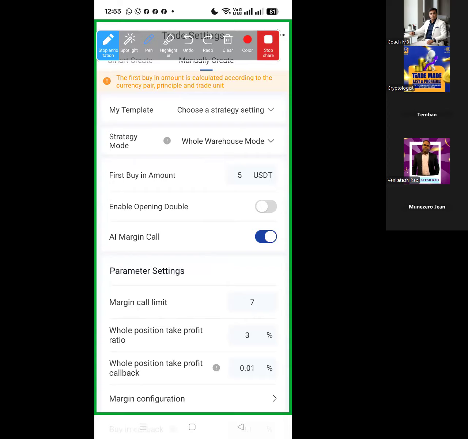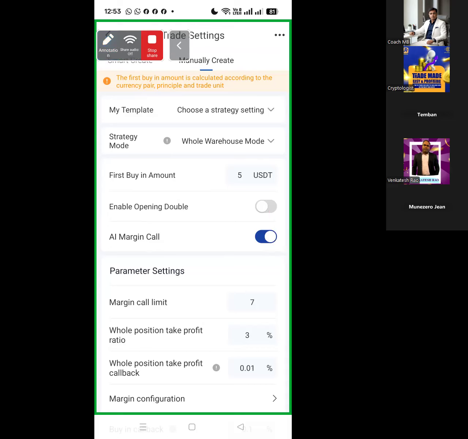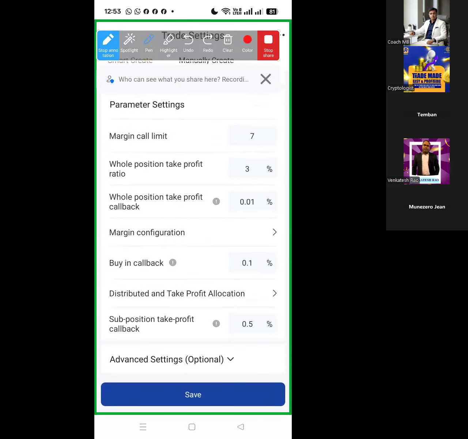So here, for example, we have put 7 margin calls. Now the robot will start with the first buy, and later on it will buy 7 more times. It is not including this. This first buy we can also call a zero call. Then after that, if the drop comes, it will buy the first margin call, and later on all the 7 margin calls, like this.